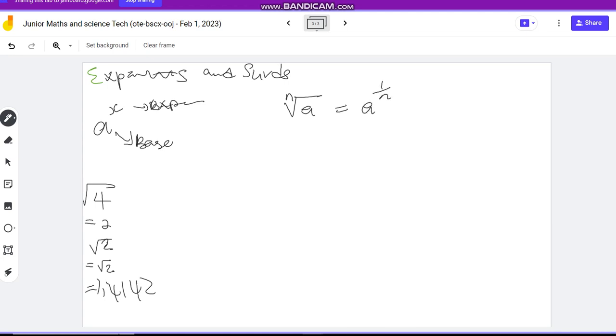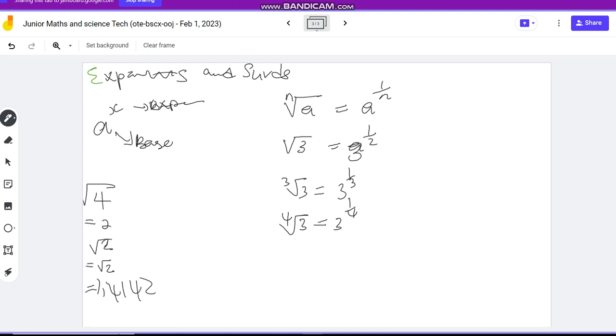Do you get it? Now, if you are given a number like the square root of 3, this is the same as 3 to the power of 1 over 2. And then the cube root of 3 is the same as 3 to the power of 1 over 3. And then even the fourth root is the same as 3 to the power of 1 over 4. Do you get it?